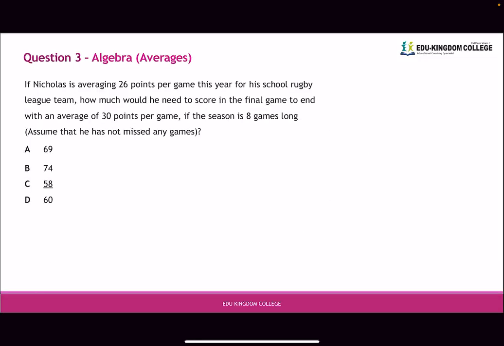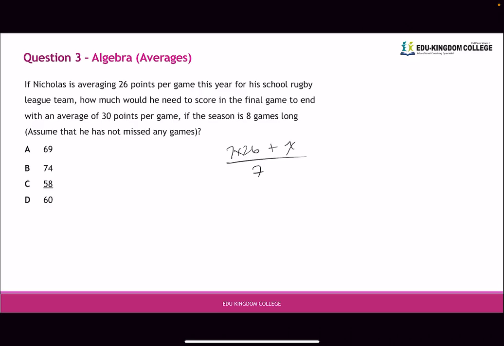Question 3 is an average question. So Nicholas plays rugby, has played 7 games so far with an average of 26 scores in each game. What he needs to do is play one last game and try to increase his average to 30.